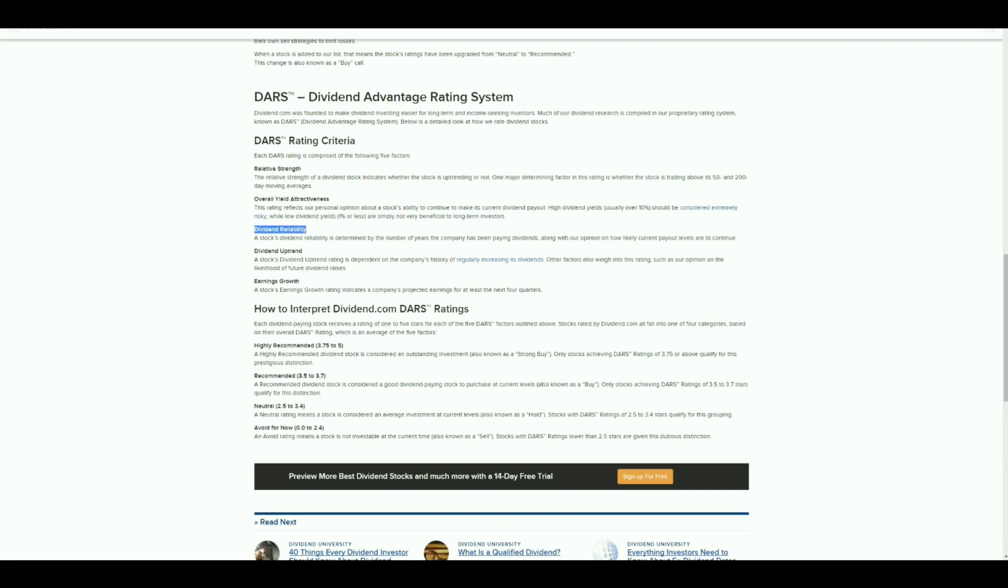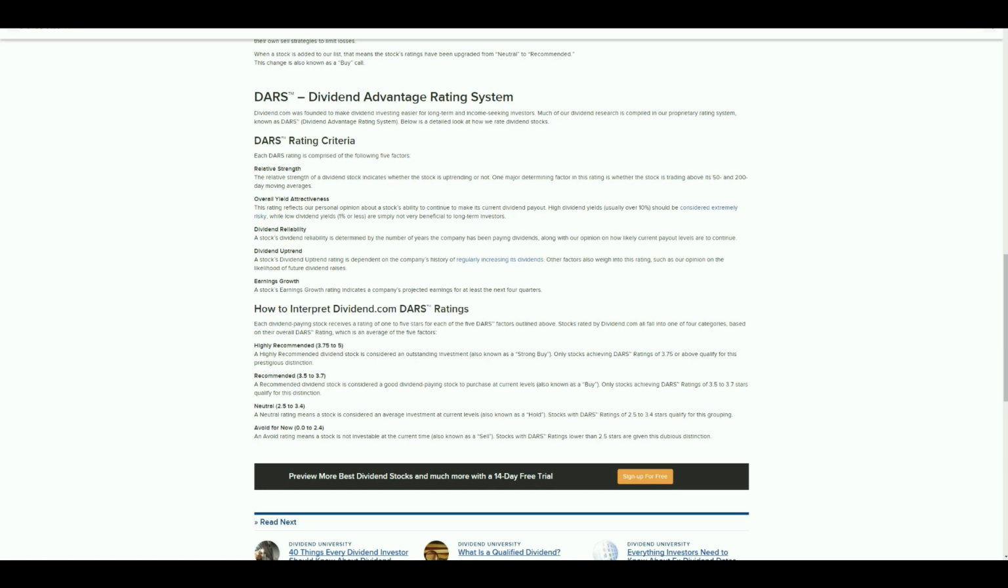It also talks about dividend reliability. The higher the rating, the better the stock has been paying out dividends year over year over year and increasing their dividends. Dividend uptrend: are they increasing their dividends regularly by say 5 to 10%, or is it a little bit less? That would cause them to get rated a little bit lower on the DARS. Then we have earnings growth. How are they projected for the next 4 quarters? Is it projected as positive or negative? And then of course how to interpret it.